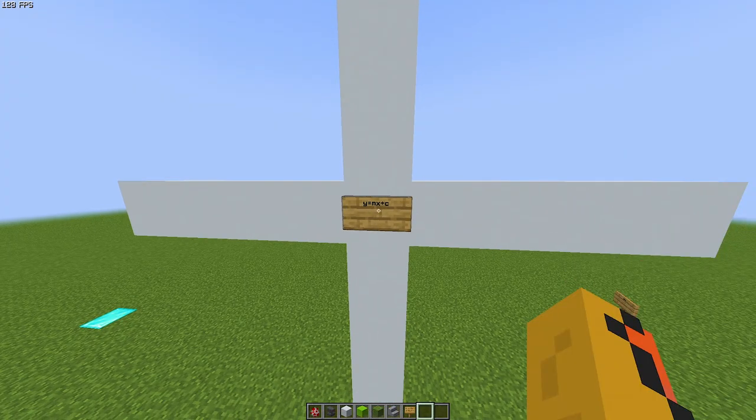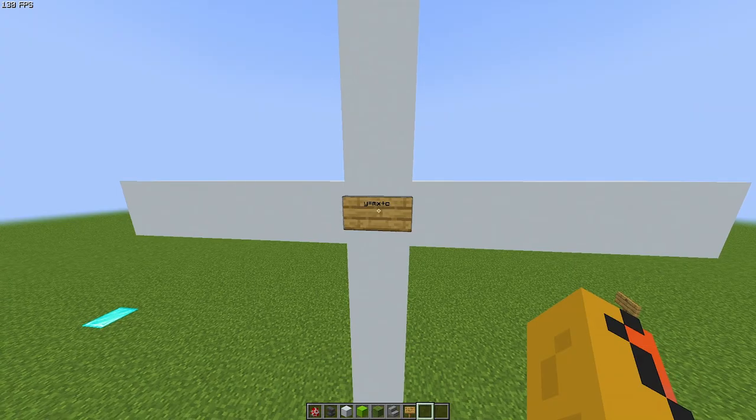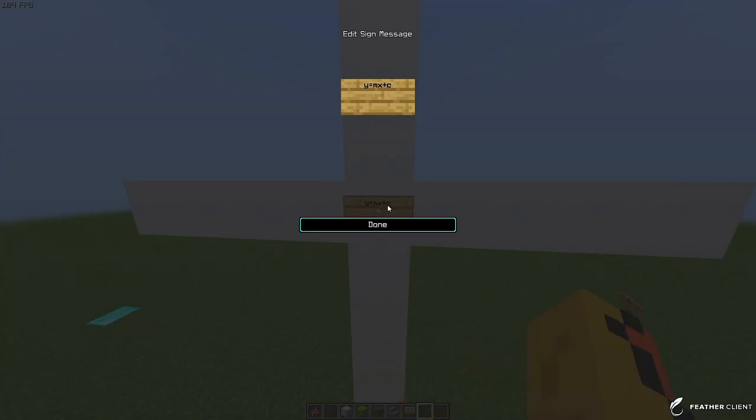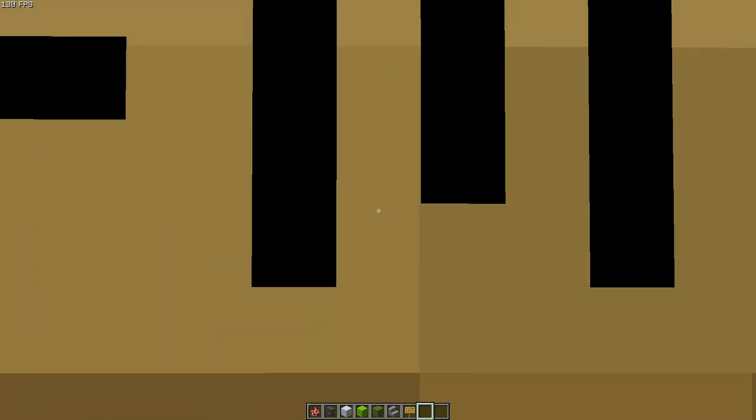Oh wait, I totally forgot this exam was tech-free, which means I can't use a calculator. Oh crap! Oh, I just dropped my $300 calculator. Okay, guys. So yeah, y equals mx plus c. So what you wanna do, guys, is grab that.